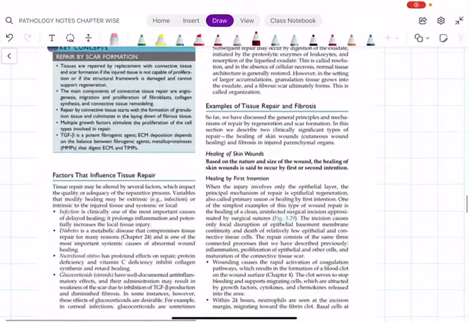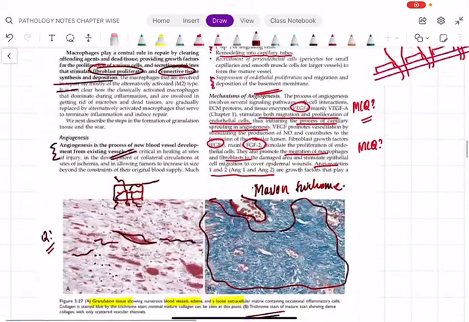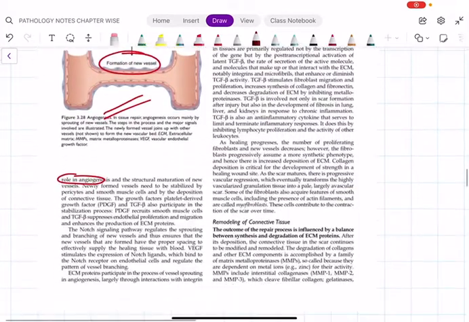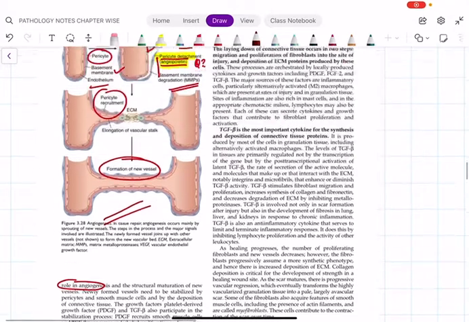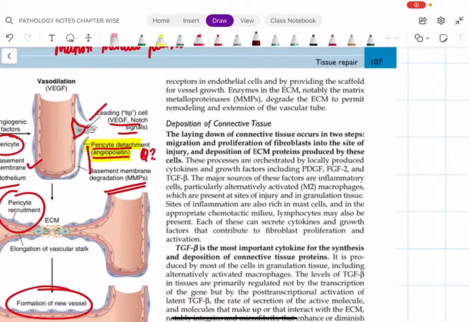Yes. And in granulation tissue, initially there will be one type of collagen that will be replaced by another type. Okay, that we will discuss very soon in types of wound healing. Fine. So that is angiogenesis. And once angiogenesis is done, what is the next step? Formation of granulation tissue and connective tissue deposition.